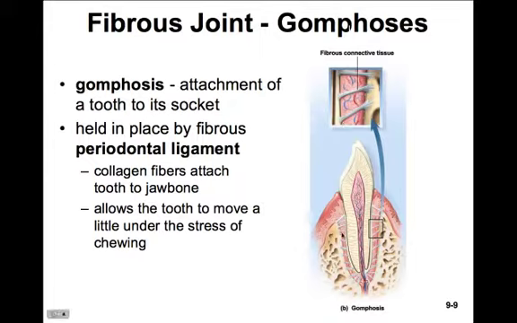In periodontal disease, we'll see bacteria and infection that's moved below the gum line and affected the periodontal ligaments, such that their integrity is lost and the tooth may fall out.